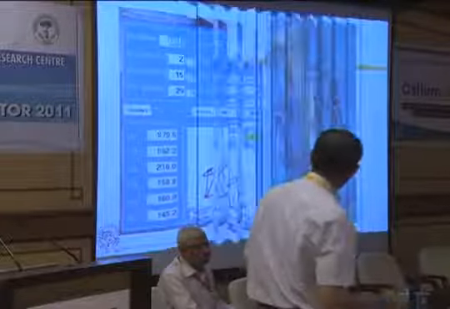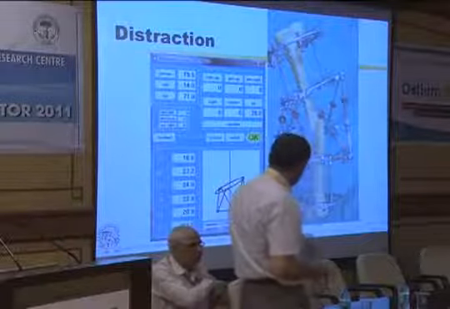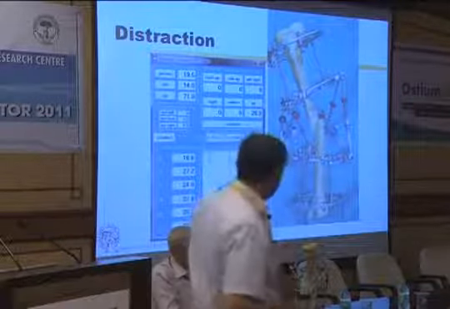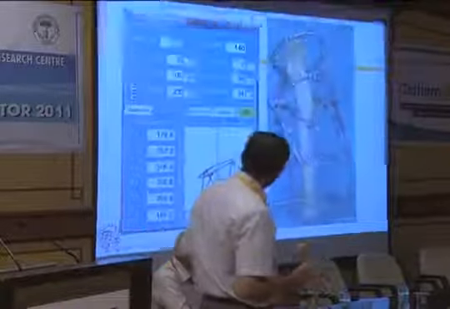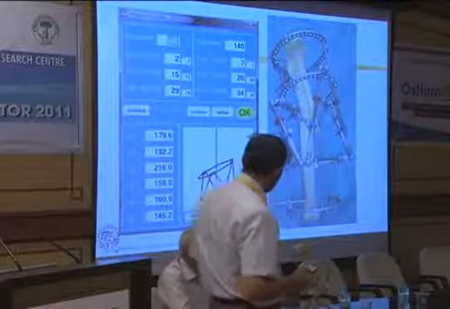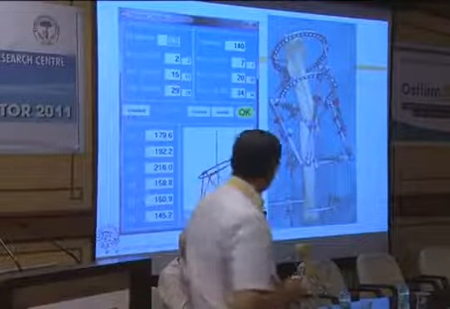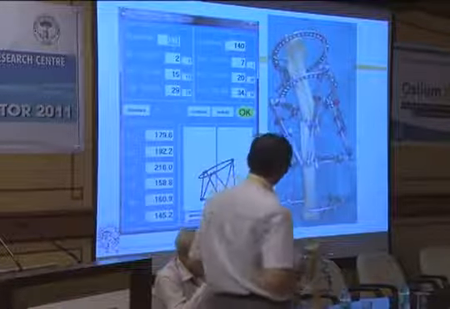Okay. So after doing that distraction on the AP, this is how it should look, which is what it looks like. And on the lateral, that's how it looks. So basically everything is cleared up from each other. Next step would be to correct the angulation.